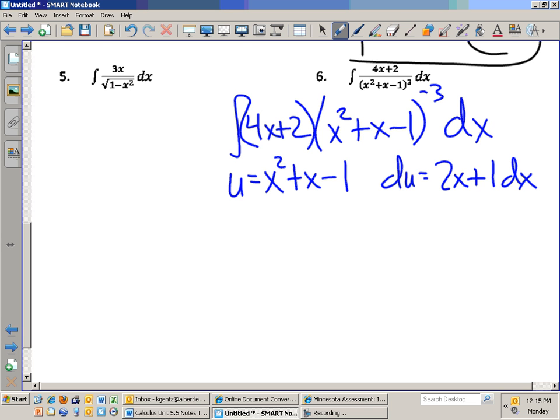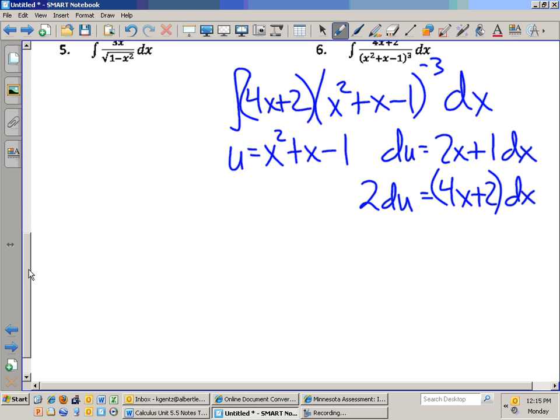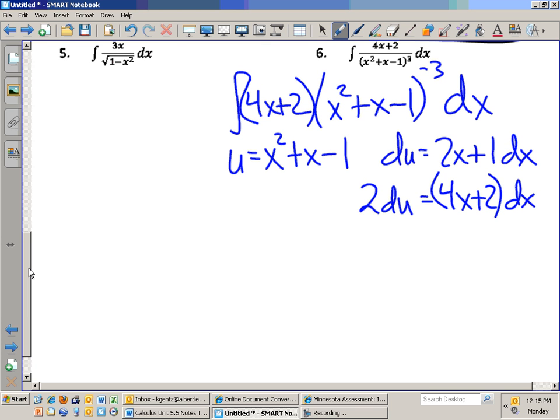What's the problem, folks? Halvesies. Very good. Blake sees that you got 4x plus 2. Here you got 2x plus 1. So what should I multiply this by? 2. If I multiply this side by 2, I end up with 2 du is equal to 4x plus 2 dx. So as you notice here, now I can account for everything and substitute it in. It's about manipulating the equation to make it look like what you need it to in order to do your substitution process.